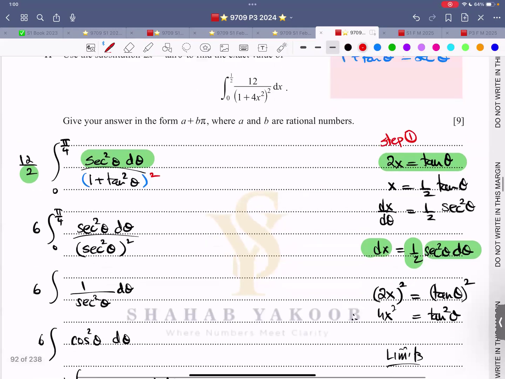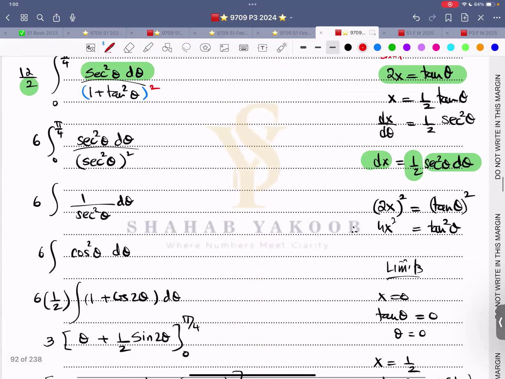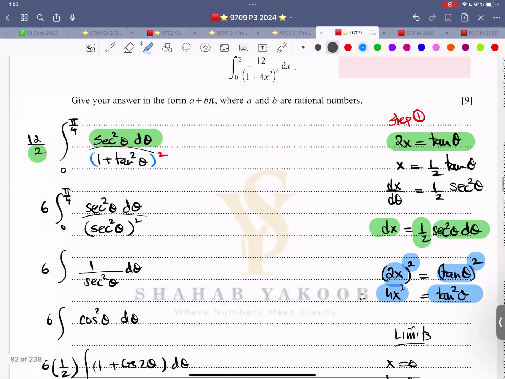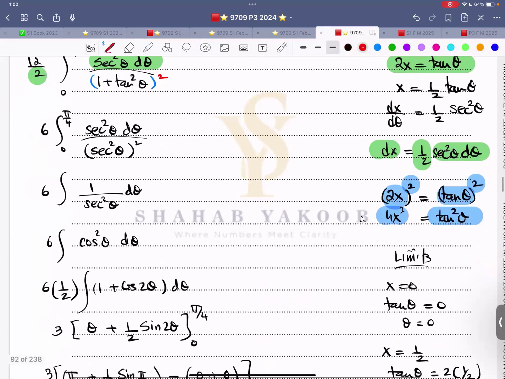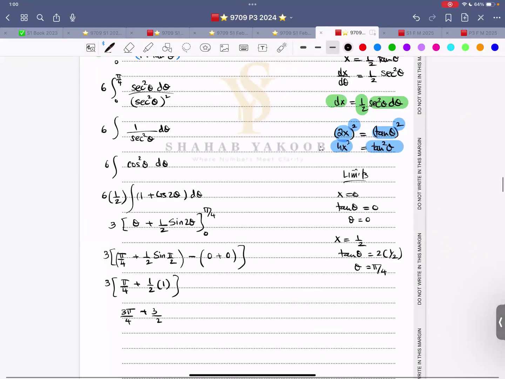Then it says, let's focus on the denominator, 1 plus 4x square. So again, let me choose another color. Let me choose blue color. That is 2x square, that is 4x square. Tangent theta square, that is tan square theta. So therefore, this is 1 plus 4x square. Let me write one more step and let me push this limits downwards.